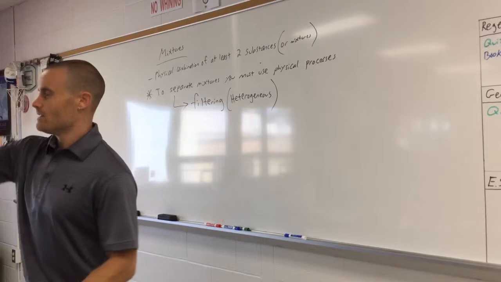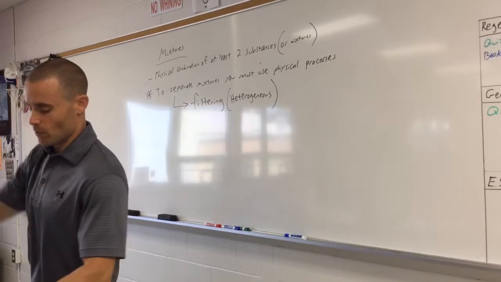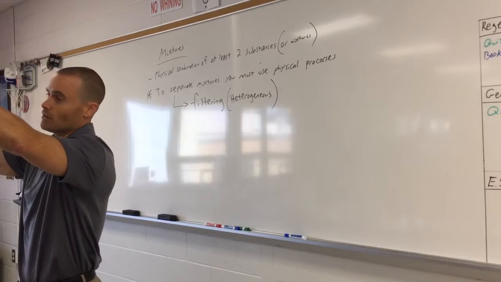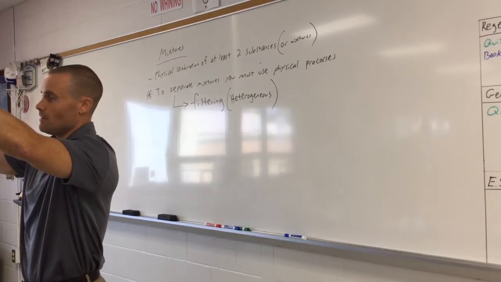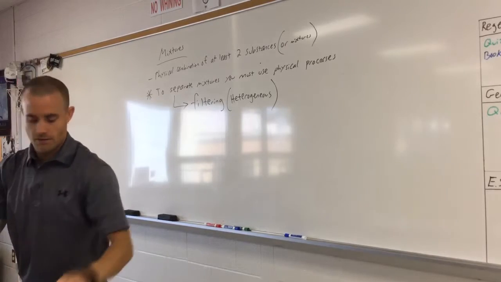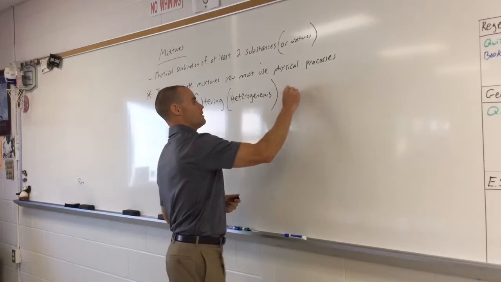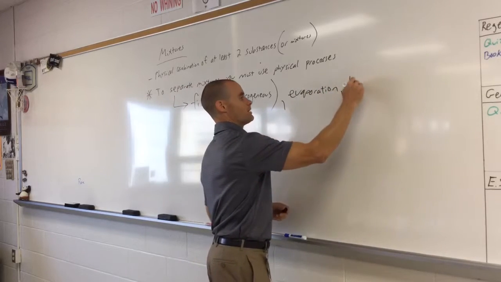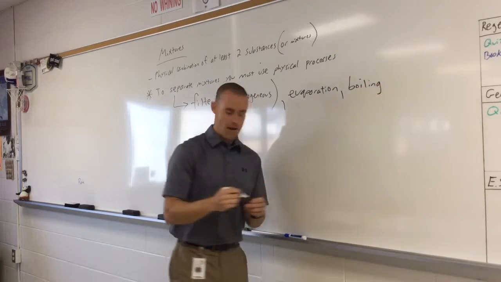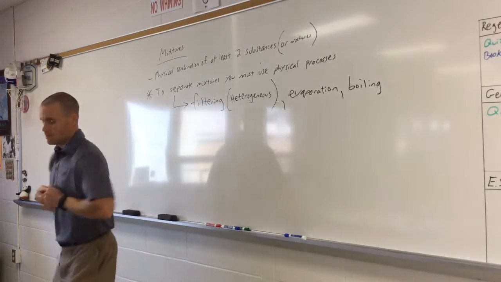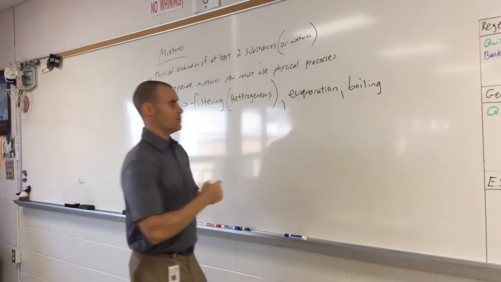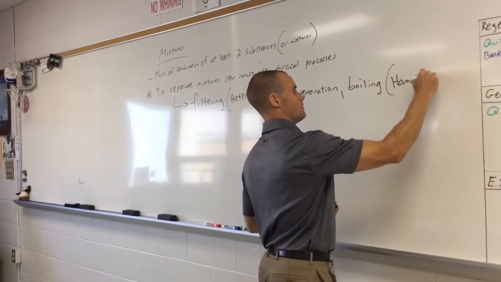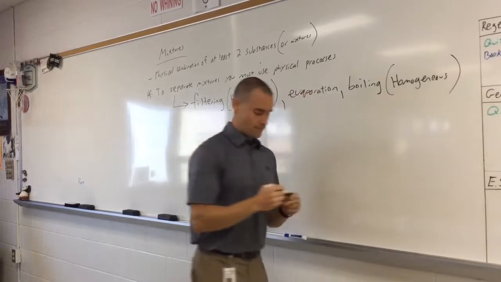How would I separate the copper(II) chloride from the water, or the salt from the water? How would I separate these two? I'll show you tomorrow. Max? Evaporation. Right. Boiling is another, because boiling is kind of evaporating really fast. So these two are for homogeneous. And I'll show you that.